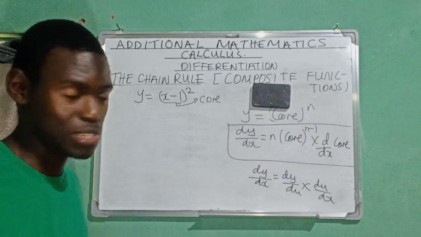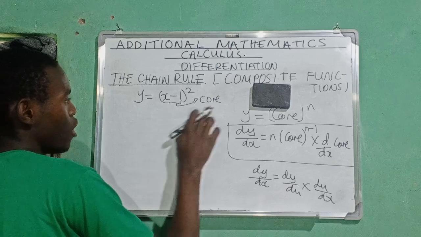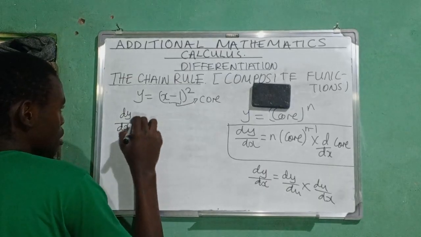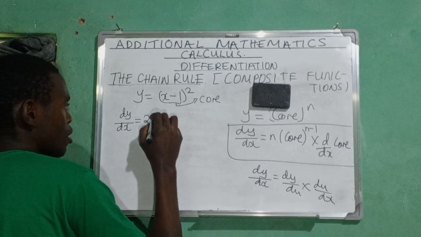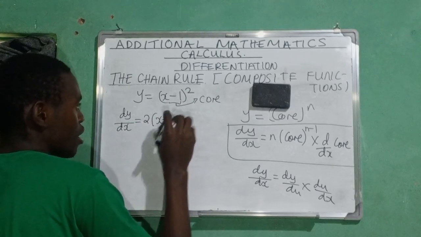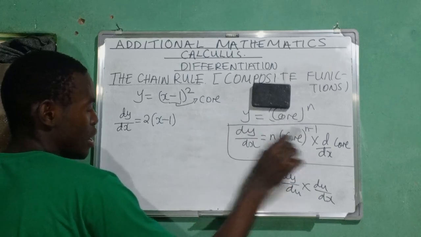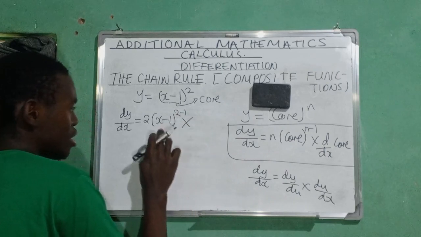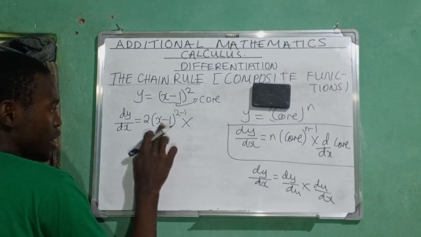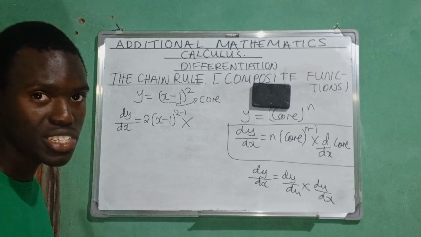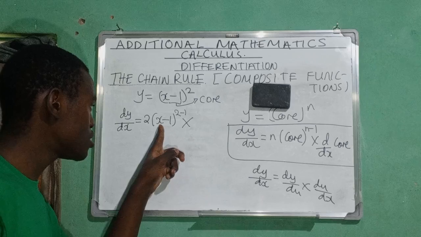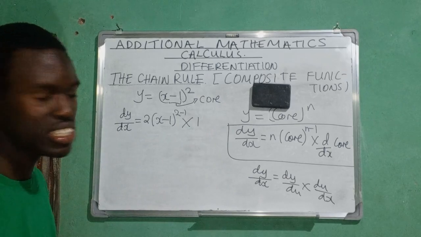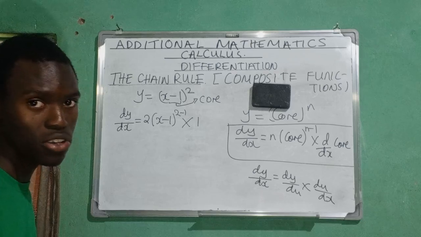But if it's confusing, let me explain it. Okay? So this is the core. I've already labeled it like that. So our dy/dx will be equal to, our n in this case is a 2, you multiply by x minus 1, and then our n minus 1 again, to be 2 minus 1, multiplied by the derivative of the core. What is the derivative of x? So just differentiate what you can see. Here the derivative of x is 1. The derivative of negative 1 is just 0 because it is a constant.